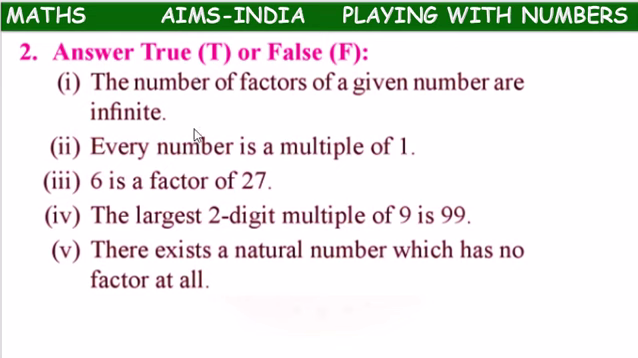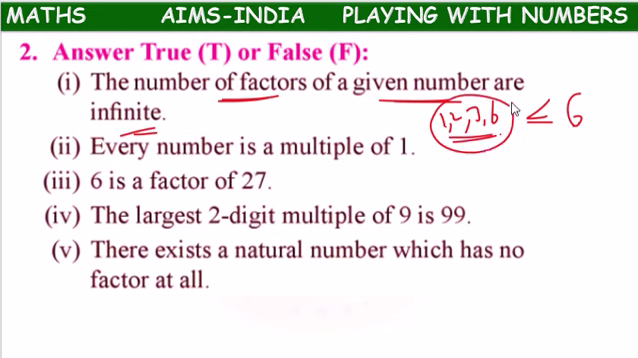Next children, true or false? The number of factors of a given number is infinite. If they give any number like 6, the factors of 6 will be less than or equal to 6: 1, 2, 3, 6. They are finite, countable, but the statement says infinite. It is wrong, false.